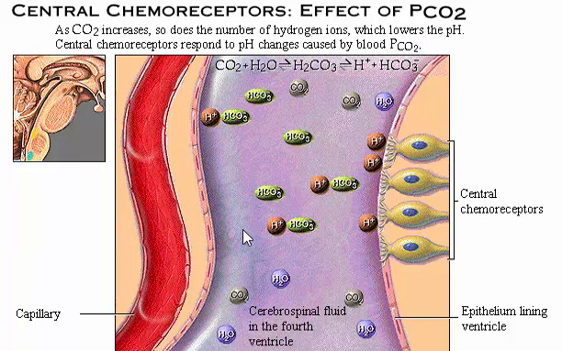Did you notice that as carbon dioxide increases, so does the number of hydrogen ions, which in turn lowers the pH? The central chemoreceptors actually respond to this pH change caused by the blood PCO2.